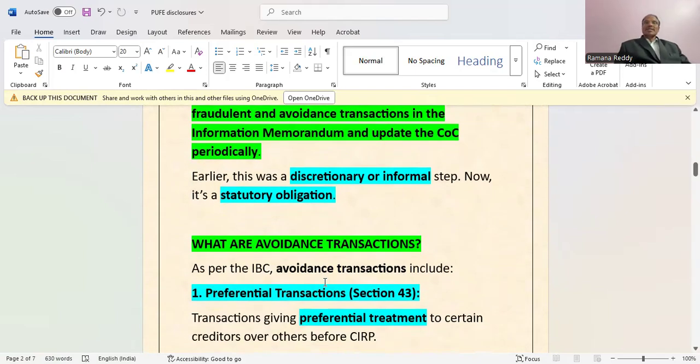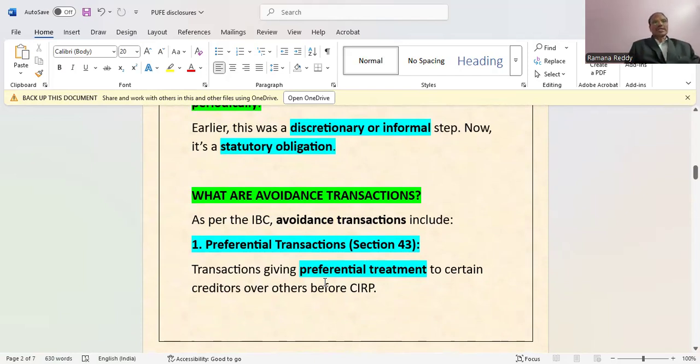So what are avoidance transactions? First, preferential transactions under Section 43. These are transactions giving preferential treatment to certain creditors over others before CIRP.